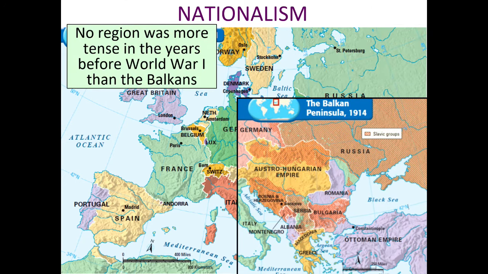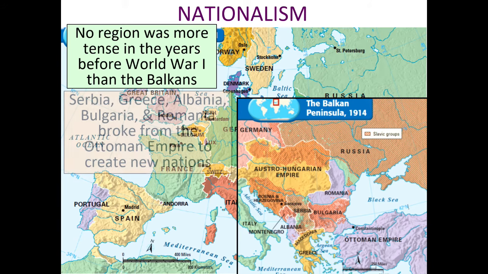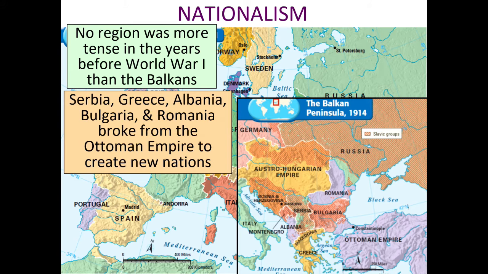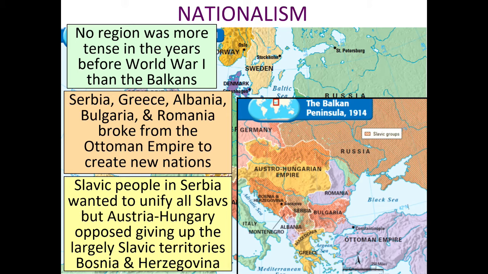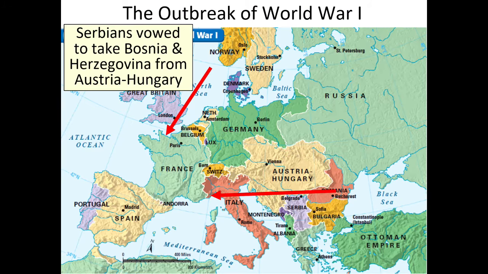No region was more tense in the years before World War I than the Balkans, which we've just been talking about, and you can see them depicted on this map right here. Serbia, Greece, Albania, Bulgaria, and Romania, all countries that existed in the Balkans, broke from the Ottoman Empire to create new nations. Slavic people in Serbia wanted to unite all Slavs, but Austria-Hungary opposed giving up the largely Slavic territories of Bosnia and Herzegovina, which you can see in the orange right here on that inset. Serbians vowed to take Bosnia-Herzegovina from Austria-Hungary.